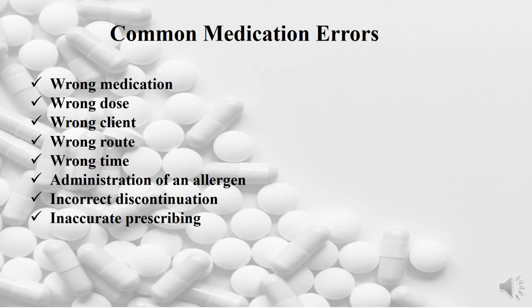Wrong medications can be given because of look-alike, sound-alike medications, or perhaps, like I discussed just a bit ago, the pharmacy loaded the wrong medication into the wrong drawer of your Omnicell. A wrong dose can be given. You can give too much or too little of a medication. As I stated, you can give it to the complete wrong client.